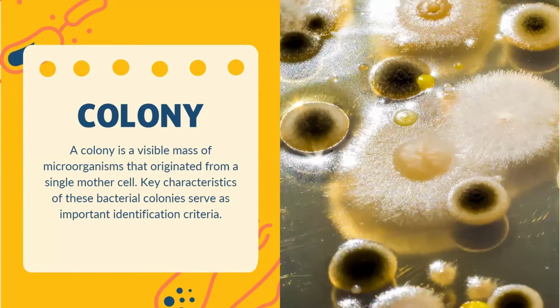Bacteria grow on solid media as colonies. A colony is defined as a visible mass of microorganisms originating from a single mother cell. Key features of these bacterial colonies serve as an important criteria for their identification.